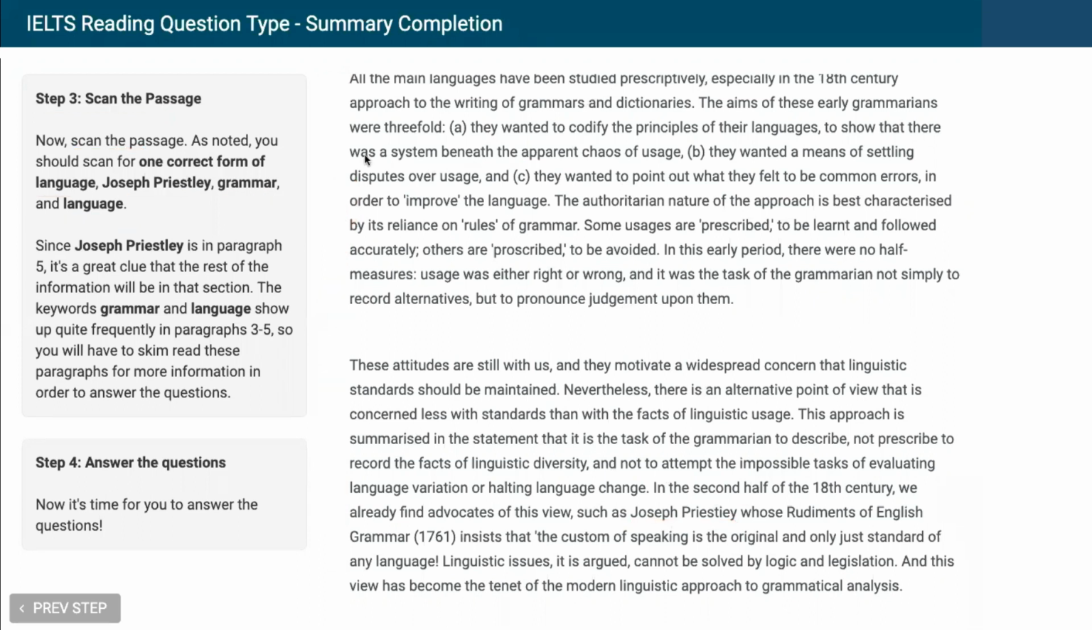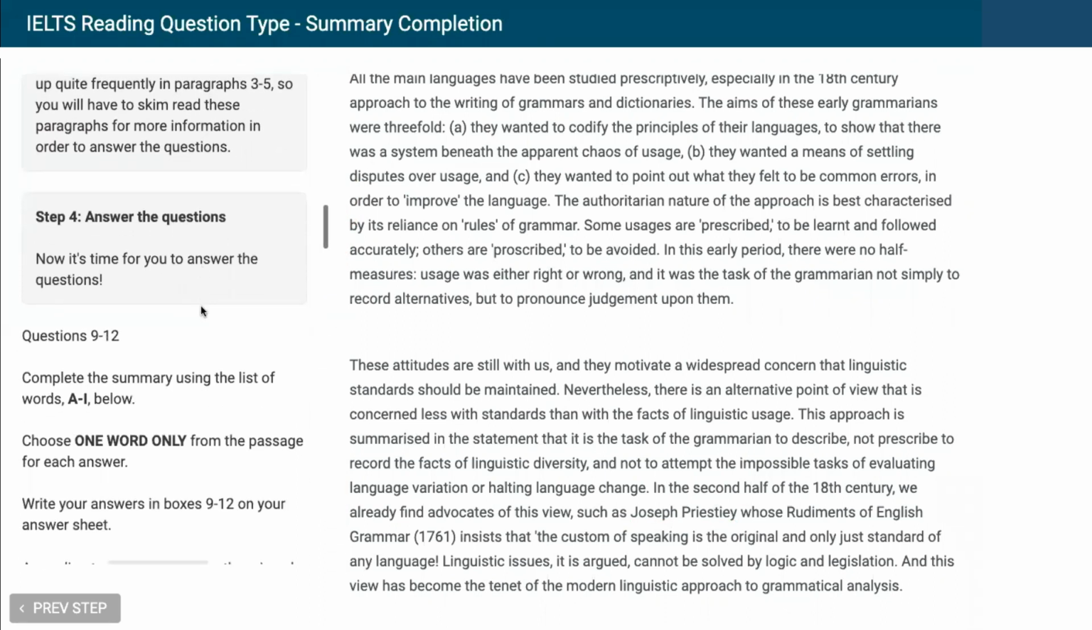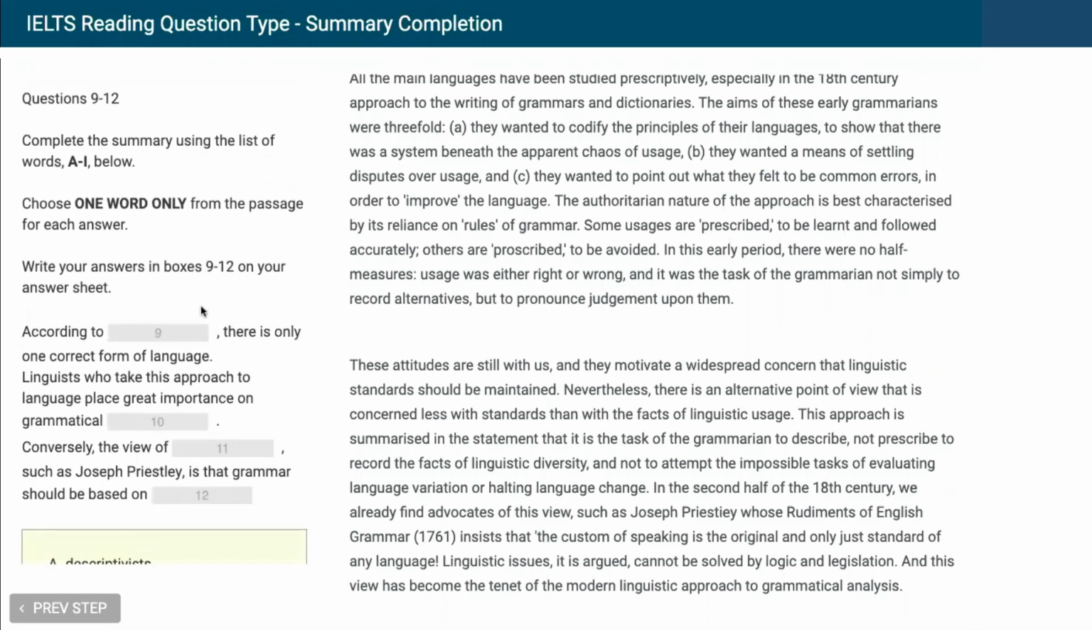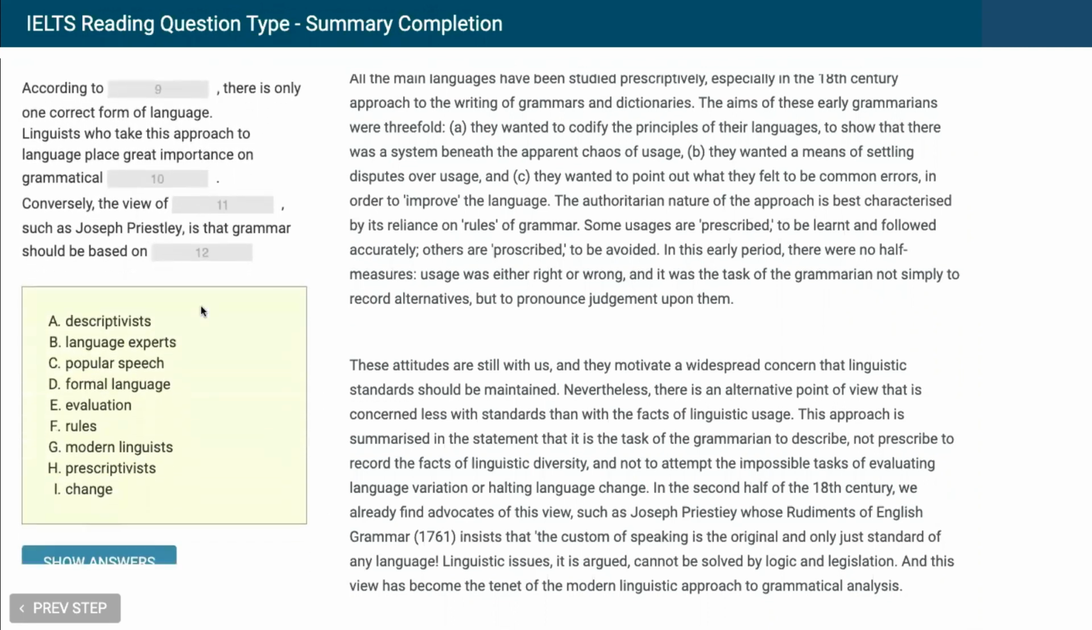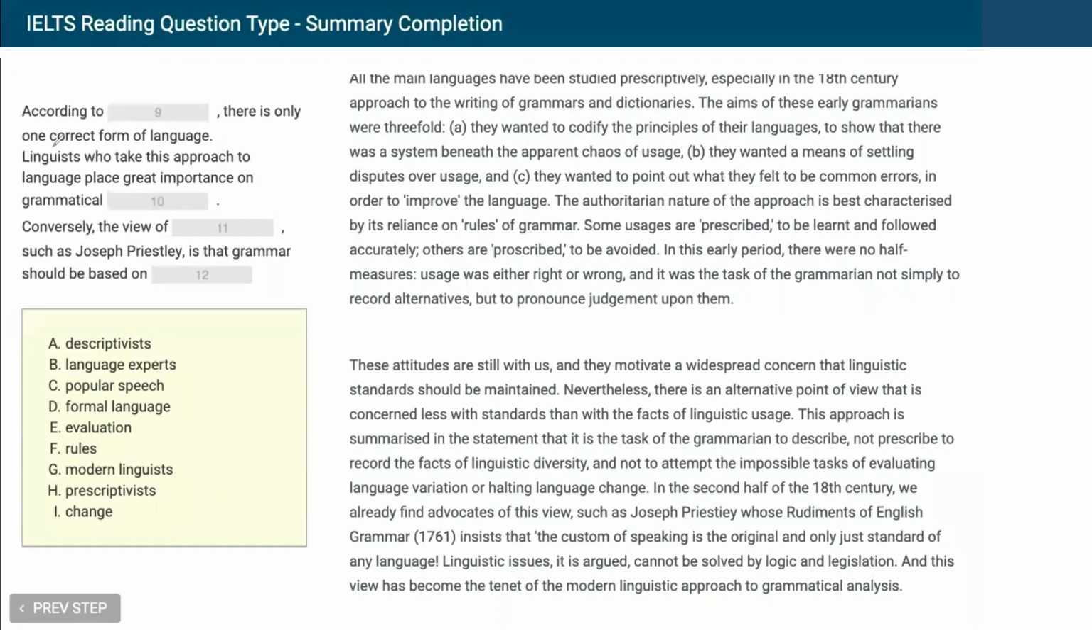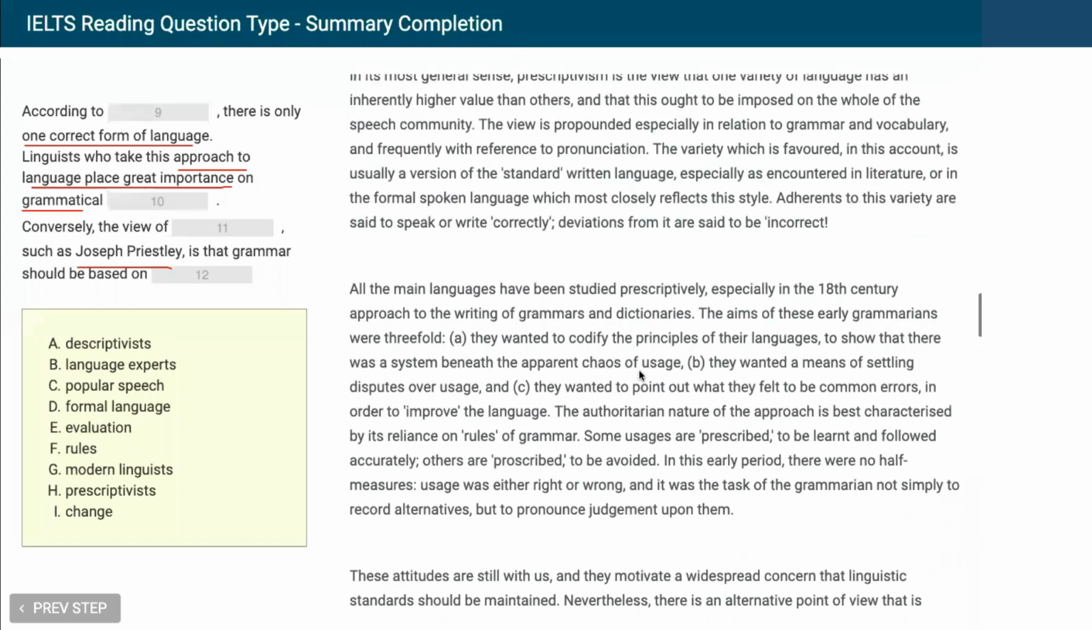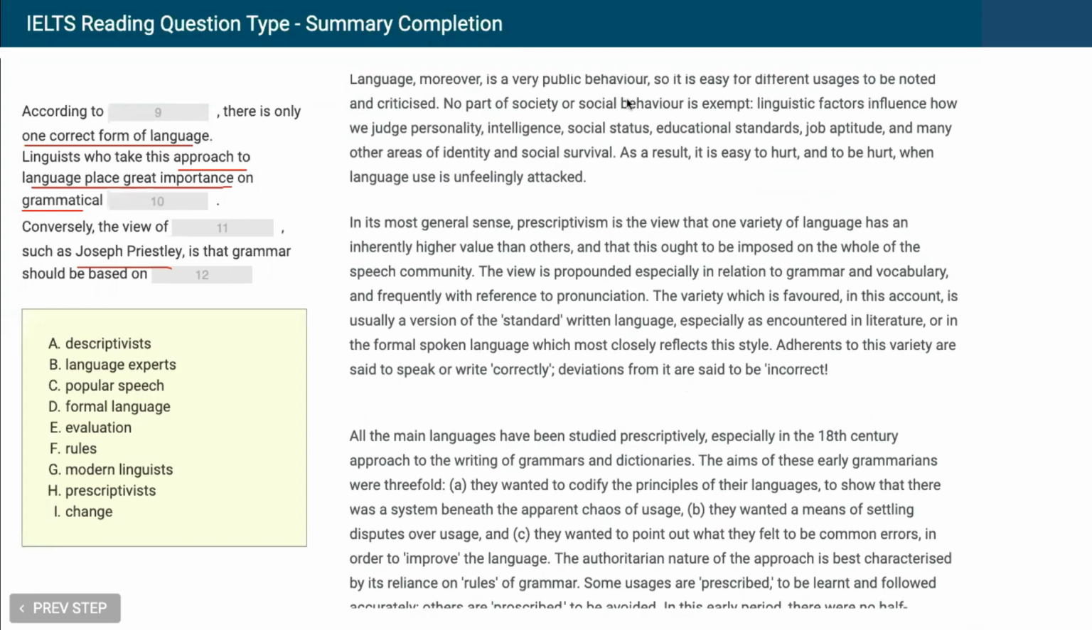So I'll clear our screen so we can do this in a bit more organized manner. I'll go down here again. And remember, this was our summary. I'll underline our words just so that it's similar to test day when you underline your own keywords. All right, so I noticed language in paragraph 3. And just to remind myself of number 9, it says, according to, okay, we had number 9, there's only one correct form of language. And number 9, we thought perhaps it'll be a group of people.